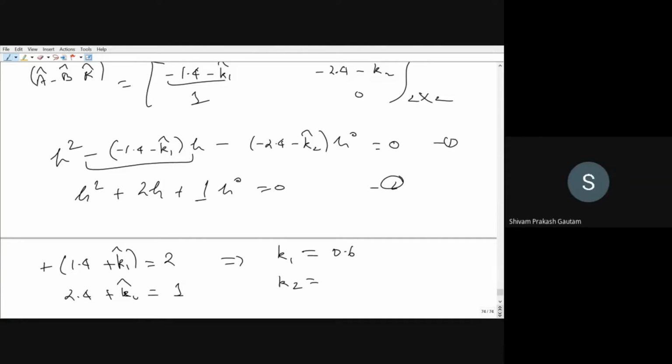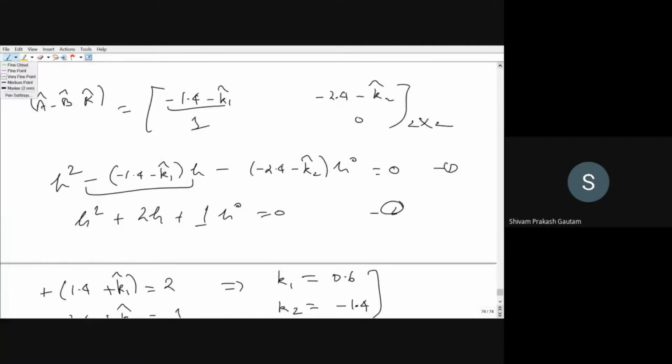Minus 1.4. Okay. You can now substitute the values of K1 and K2 in the A cap B cap matrix. So if you substitute here, K1 is equal to 0.6, so this will be equal to 1.4 minus 0.6, that will be equal to minus 2. And if you substitute the value of K2 as minus 1.4, so minus 1.4 minus minus will be plus, and it will be having minus 1.